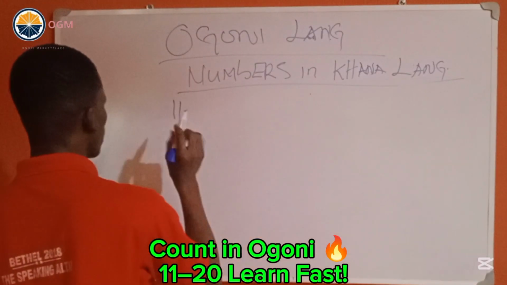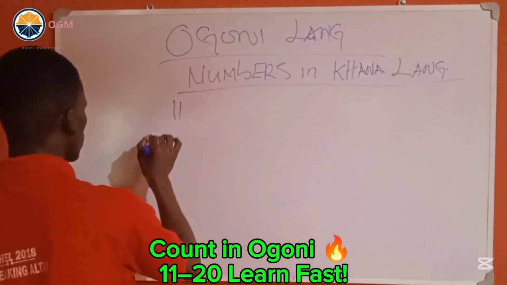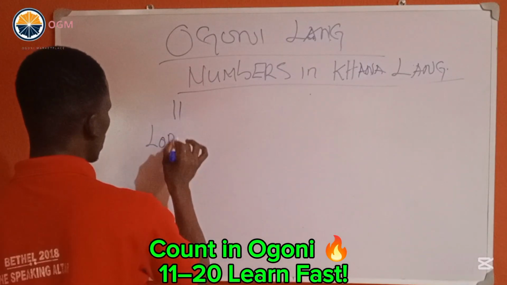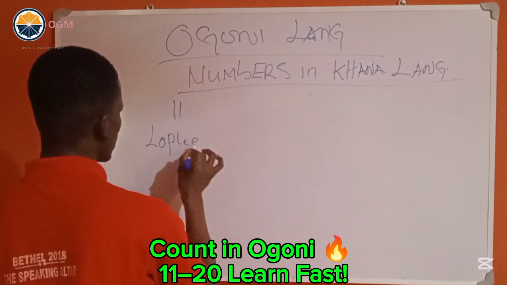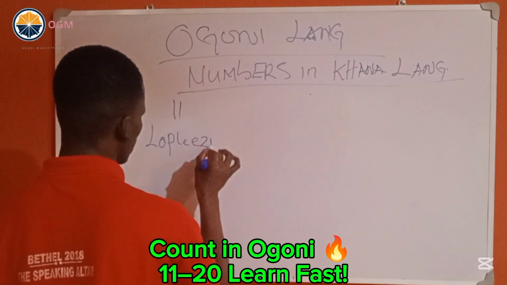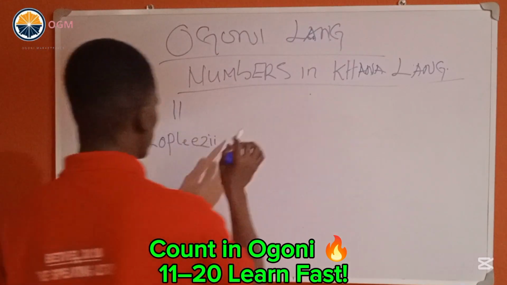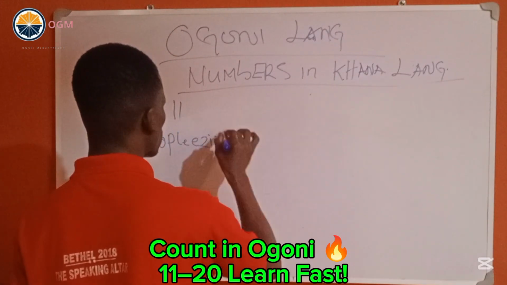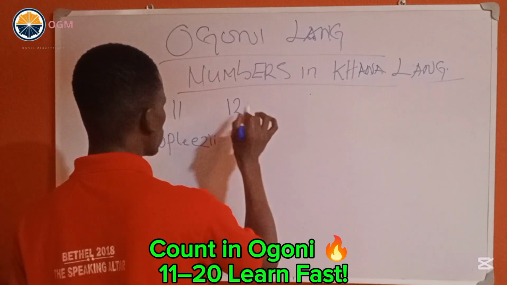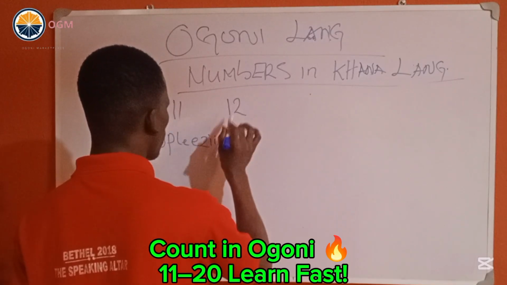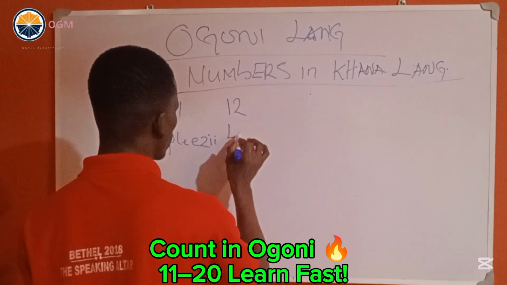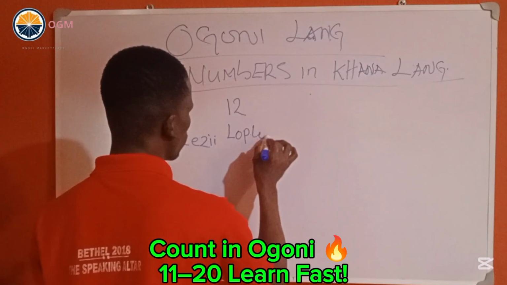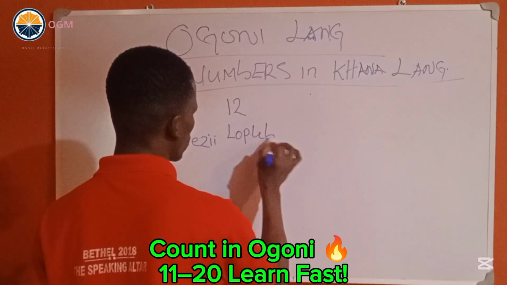11, which is Loblezi. This is the spelling of Loblezi: Lop, le, zin. This is 11. 12 is 1 and 2, which is Lop, le, by. This is the spelling of by.